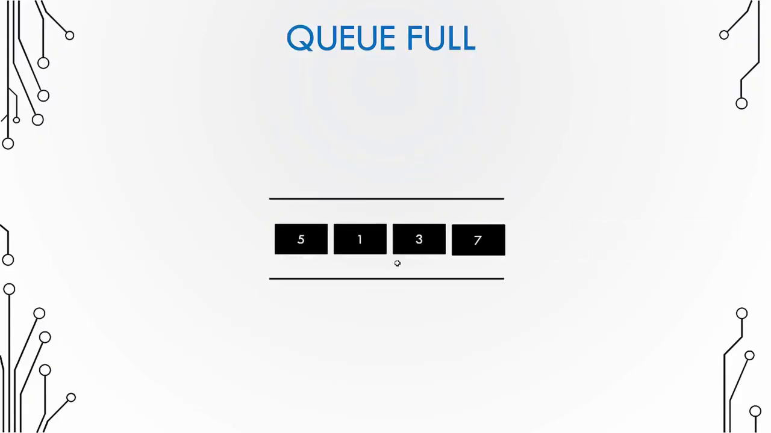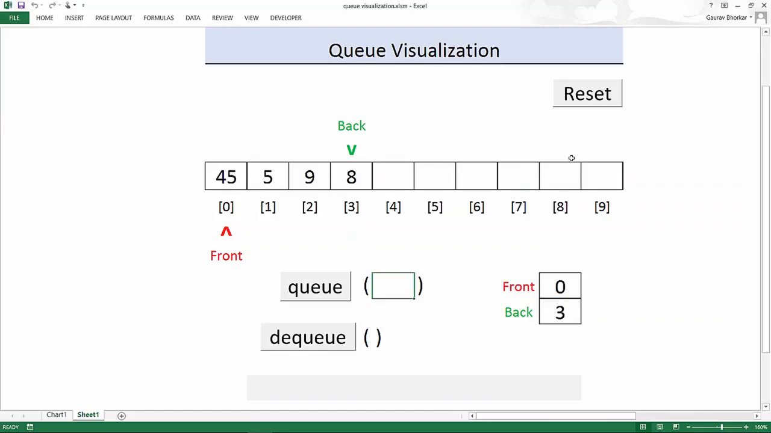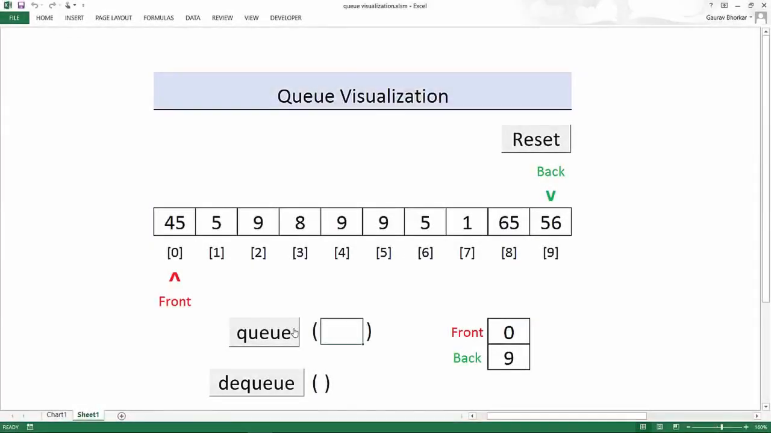Now, at some point of time, the memory in the array is going to get full. So when this happens, we say that the queue is full. When the back pointer is pointing to the last element in the array, no new elements can be added. So hence we say that the queue is full. I'll add a few elements to this queue and make it full, and then we'll see what happens. Now the queue is full and I'll not be able to add new elements to the queue.